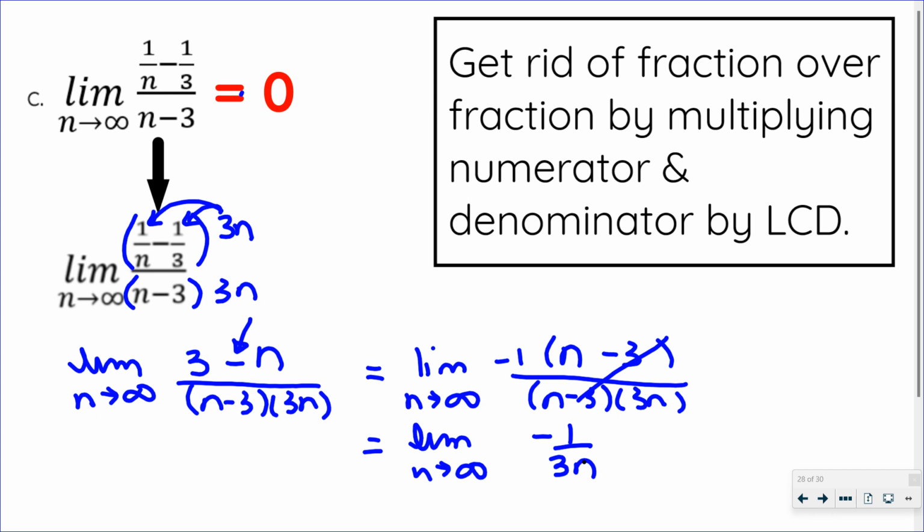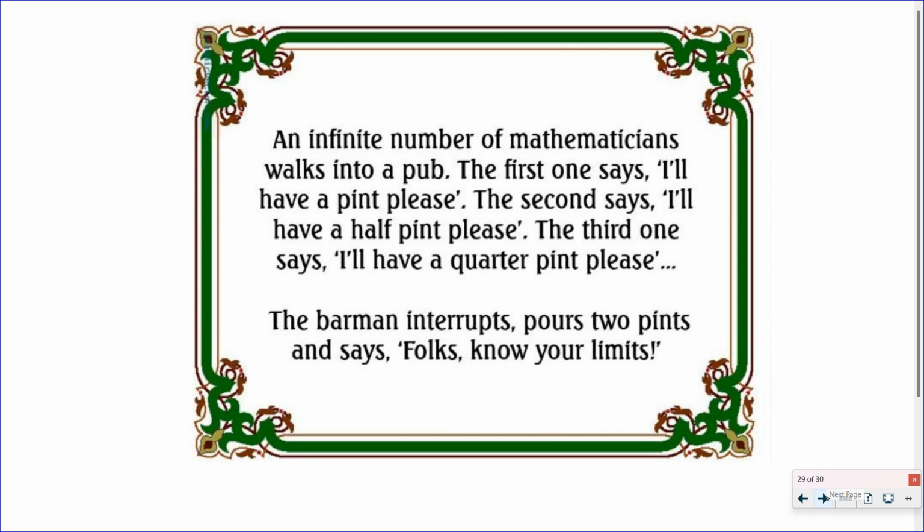So this is a lesson on infinite limits. Of course, it brings to mind this famous mathematical parable, and it goes like this. An infinite number of mathematicians walk into a pub. First one says, "I'll have a pint, please." The second one says, "I'll have half a pint, please." The third one says, "I'll have a quarter of a pint, please." This continues over and over. The barman finally interrupts them, pours 2 pints, and says, "Folks, know your limits."